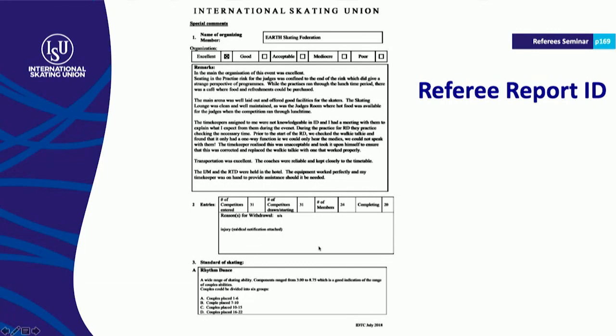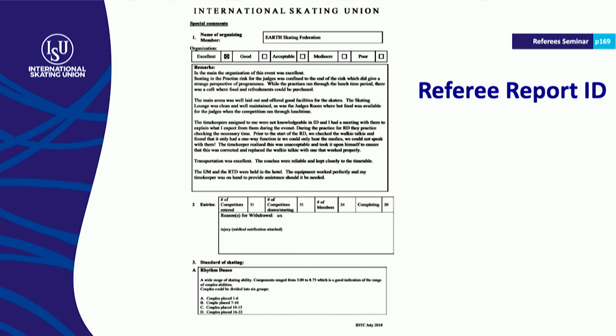The next box is where we write the number of skaters entered, the number competing and finishing. If something happened during the competition and any skater is withdrawn, we must put the reason here. If there was a medical reason, you must have a medical certificate. I will show you how it looks.